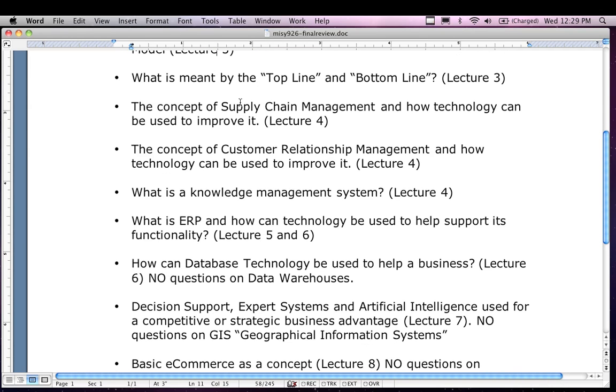The concept of supply chain management and how technology can improve it. There were actually two lectures on supply chain management. What we're concerned with is lecture 4, which brought up supply chain management. The same lecture also brought up customer relationship management. You want to know what supply chain management is if you don't know what it is, and essentially how technology is applied to help that.